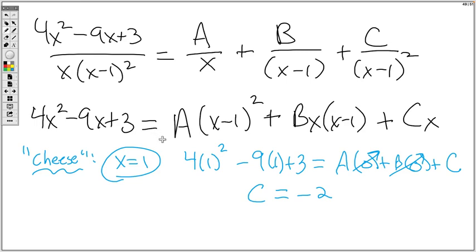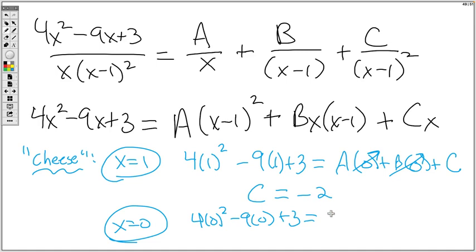Is there another x value that I could plug in that would make my life easier? Looking at my original equation, what would be another good x to plug in? 0. If I plug 0 into the left-hand side, 0 into the right-hand side, what's going to happen to the b and the c terms? They're gone. This is going to let me know what a is. What's a work out to be? 3.